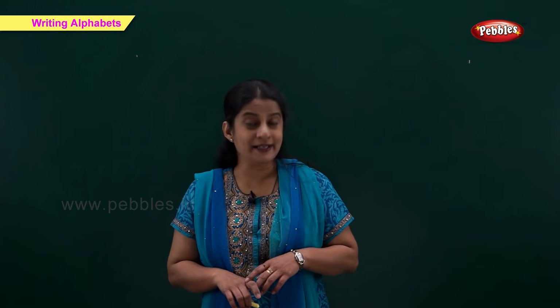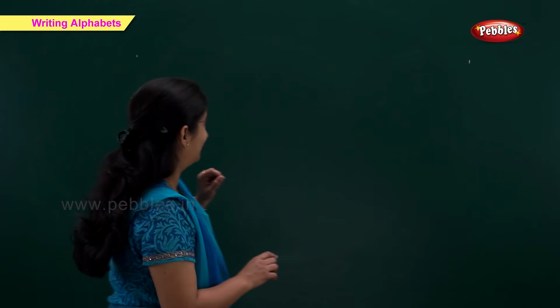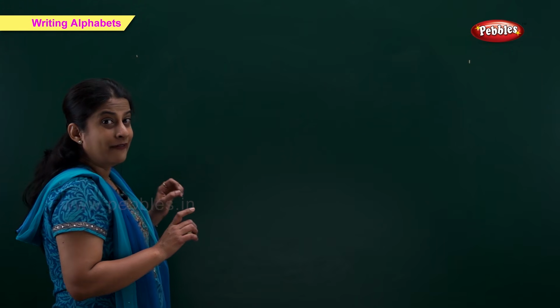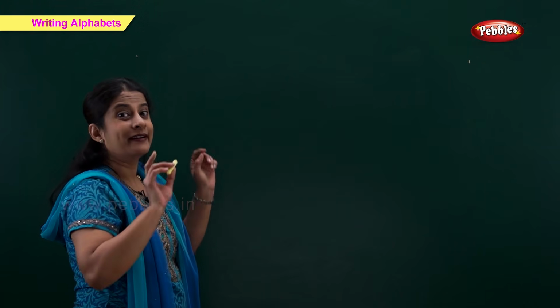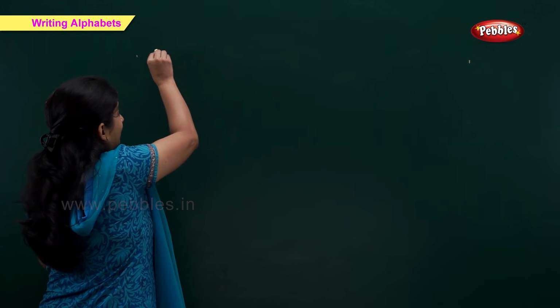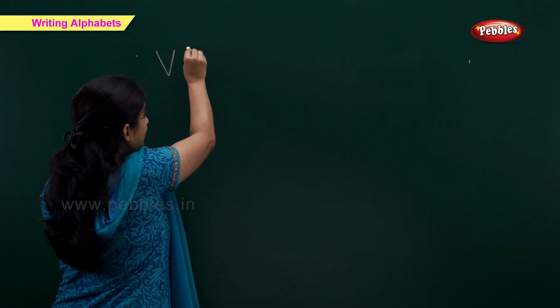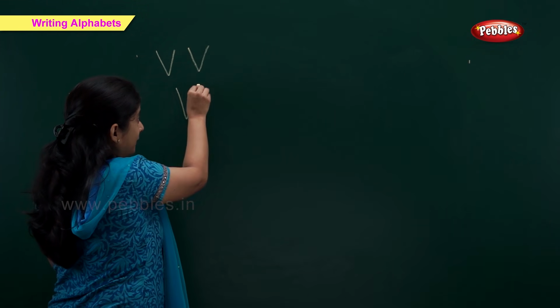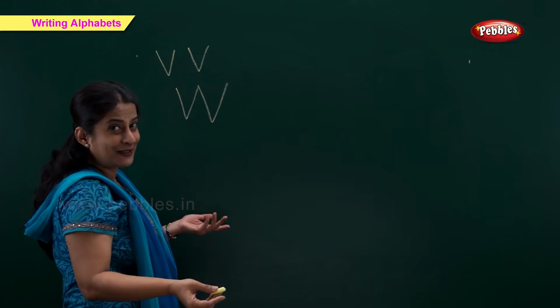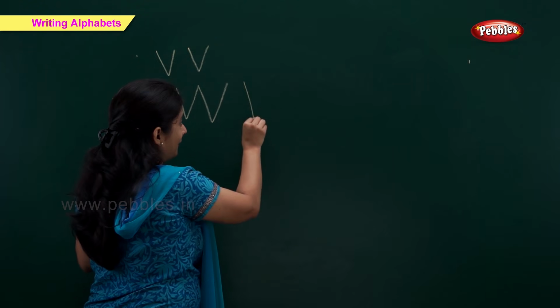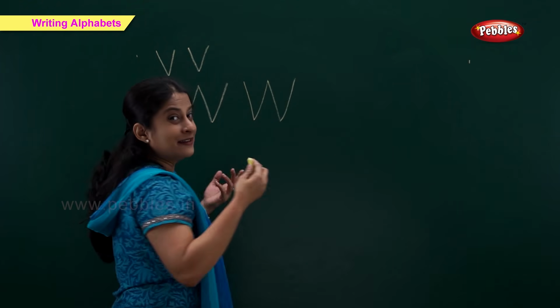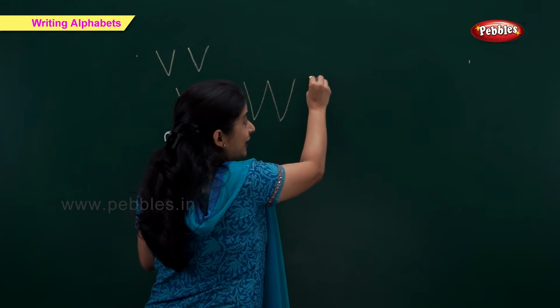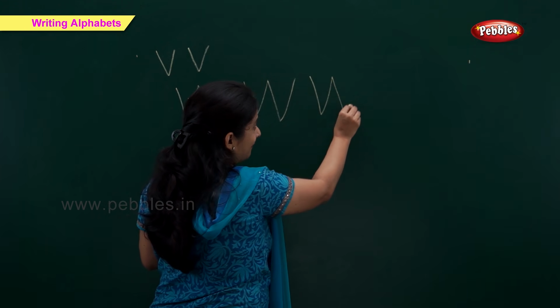Now it's time to write W. You know, children, when we join two V's together, it makes a W. This is one V, this is another V. Now we'll join both the V's and we get W. V and V, W. Isn't it a magic? W.